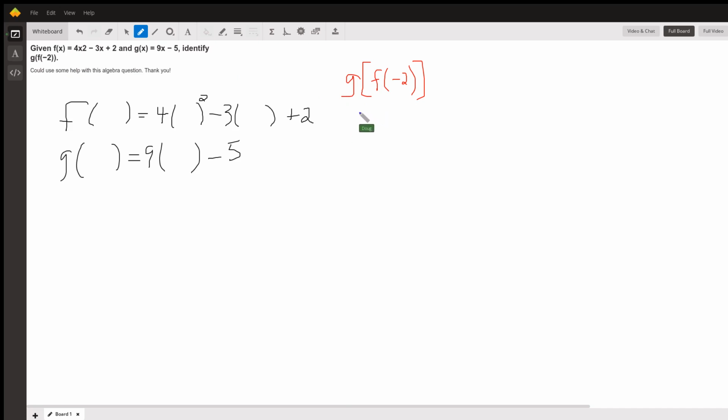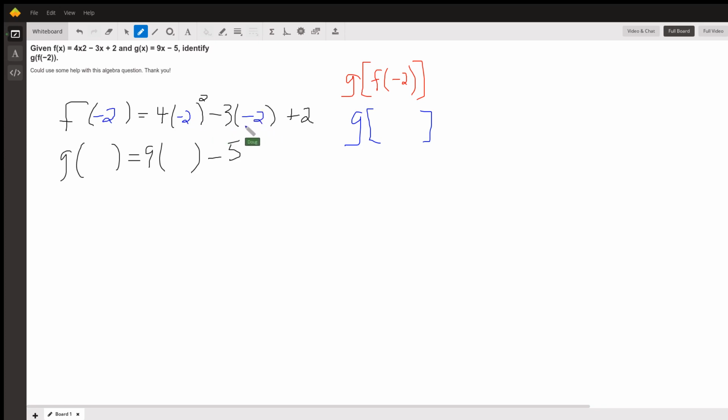So we want to find out what the output is for f of negative 2, and whatever the output is for f of negative 2, we're going to put it into the g function. So we'll work from the inside out. So what is f of negative 2? It means put negative 2 into the function, which means wherever there's a parentheses, we put a negative 2.